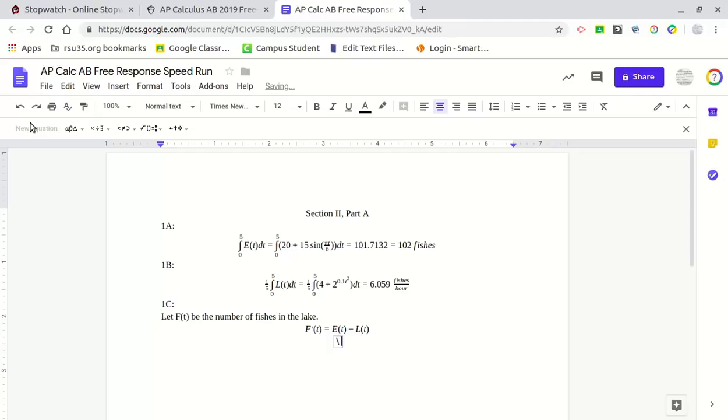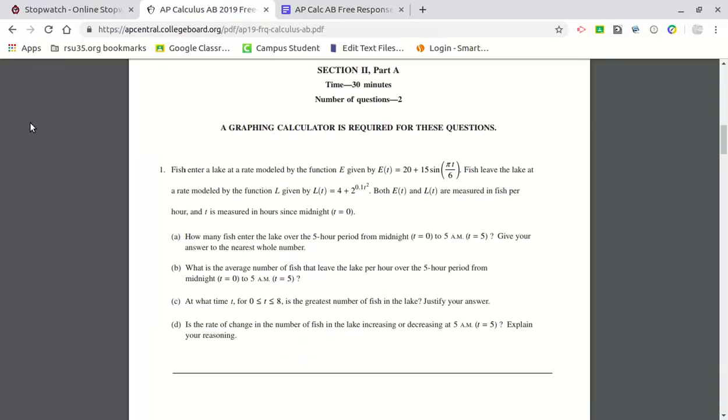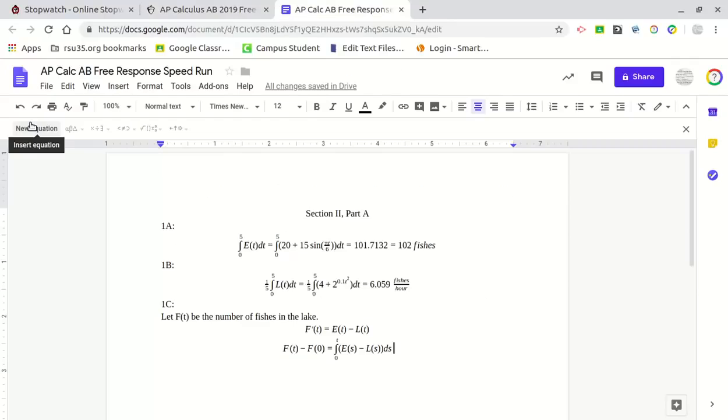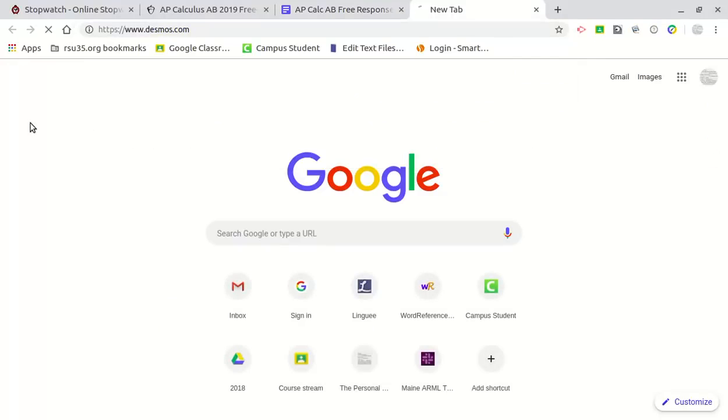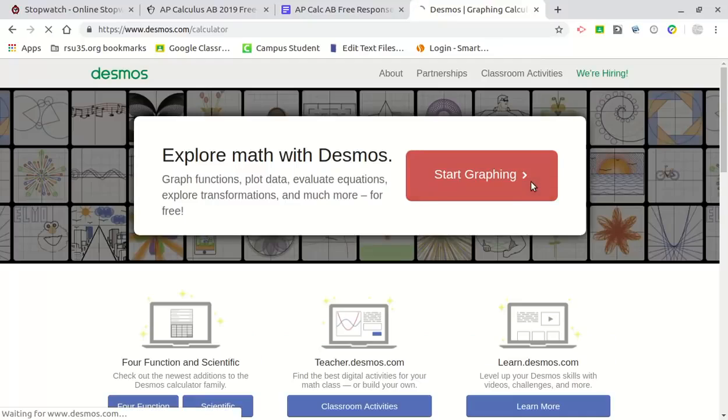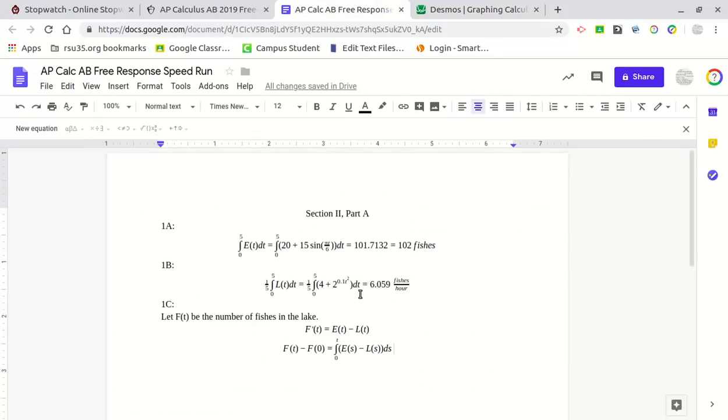So by the fundamental theorem of calculus, F of t minus F of 0 equals the integral from 0 to t of E of s minus L of s ds, where s is just a dummy variable. So we want to find the maximum of F of t. One way we can do that is by finding all of the zeros of E of t minus L of t. In order to make this more demonstrative, I'm going to use a graphing calculator here because otherwise I can't really show you anything.